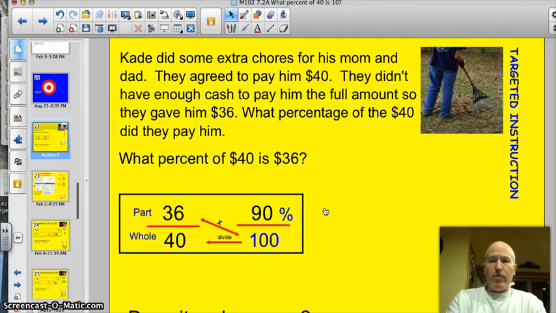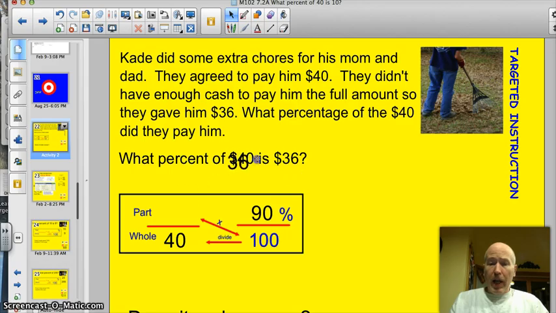Cade did some extra chores for his mom and dad. They agreed to pay him $40. They didn't have enough cash to pay him the full amount, so they gave him $36. What percentage of the $40 did they pay him? Here's a shorter way of asking that question. What percent of $40 is $36?